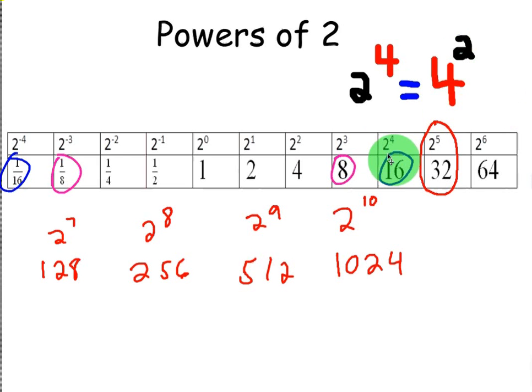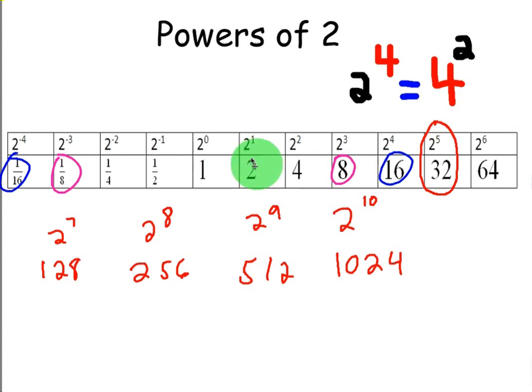Anyway, 2 cubed is 8. 2 times 2 times 2. 2 squared is 4. 2 to the 1st is 2. Anything to the first power is itself. Does everybody understand that? Because you're not multiplying it by itself. You're just leaving it that way. So now I want to talk about to the 0 power.